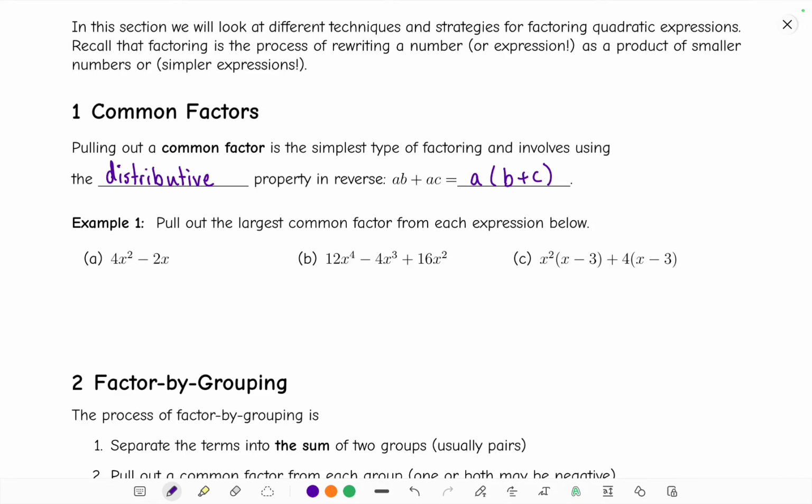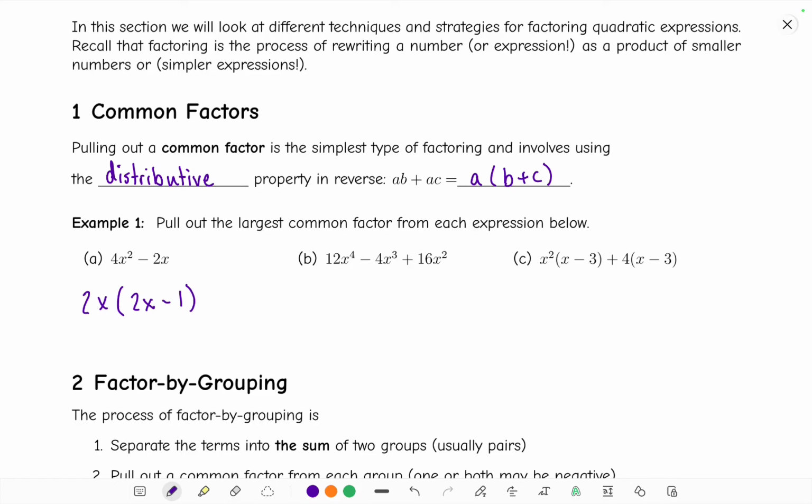Example 1. Pull out the largest common factor from each of the expressions below. A. 4x squared minus 2x. Well, they both have an x, so I'm going to factor an x out. And then they both have a 2, so I'm going to factor a 2 out. Well, 2x times what equals 4x squared? 2x. And then 2x times what equals 2x? 1. So you get 2x times (2x minus 1). Now, until you get used to this, I do recommend redistributing just to make sure it works.